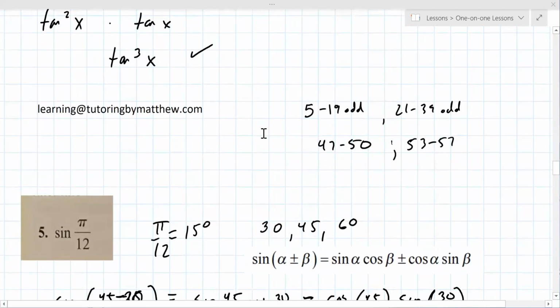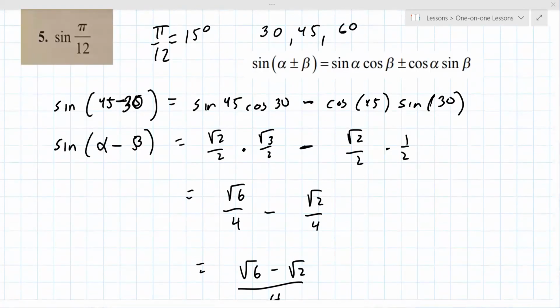Which ones did you say? 5 through 9, 21 through 39 odd. Oh boy. They're just very repetitive, and I'll see if we can cover what we can cover here. Yeah, I guess we'll just do more of these.